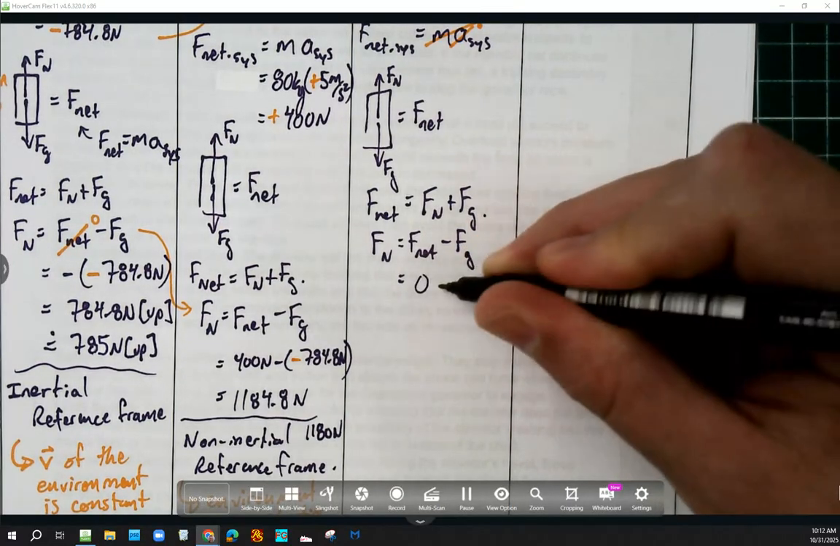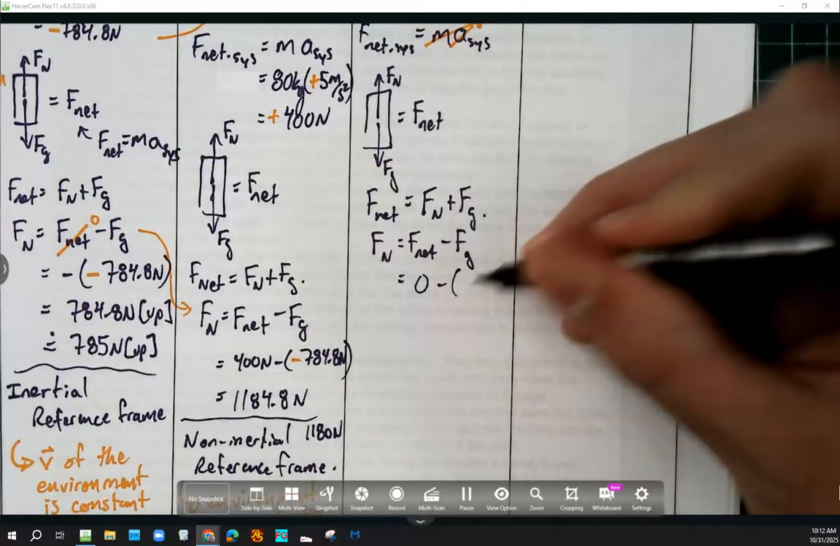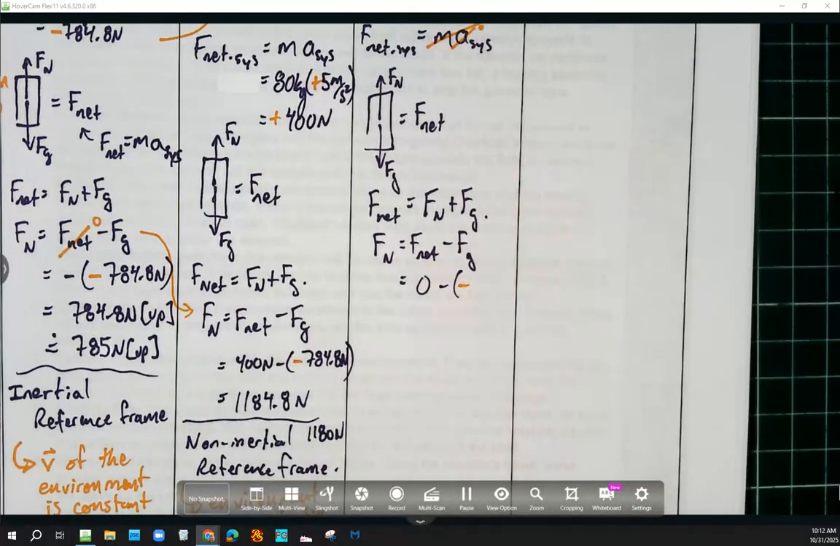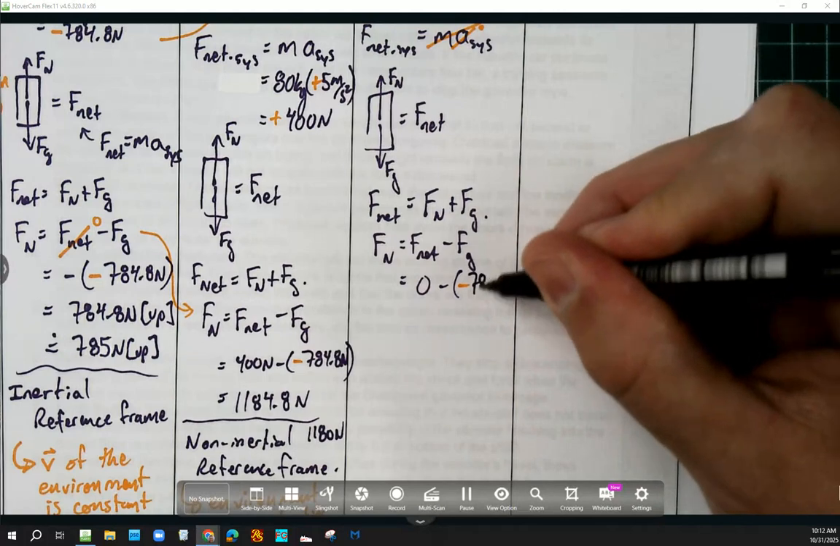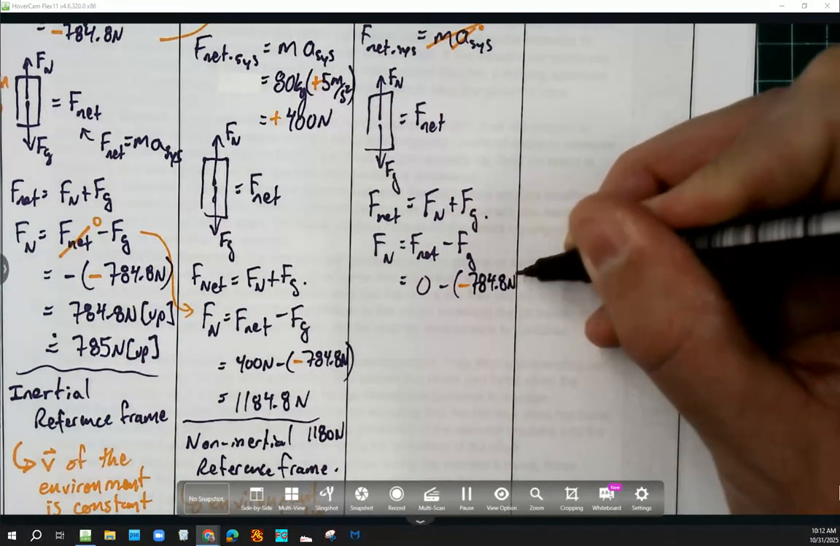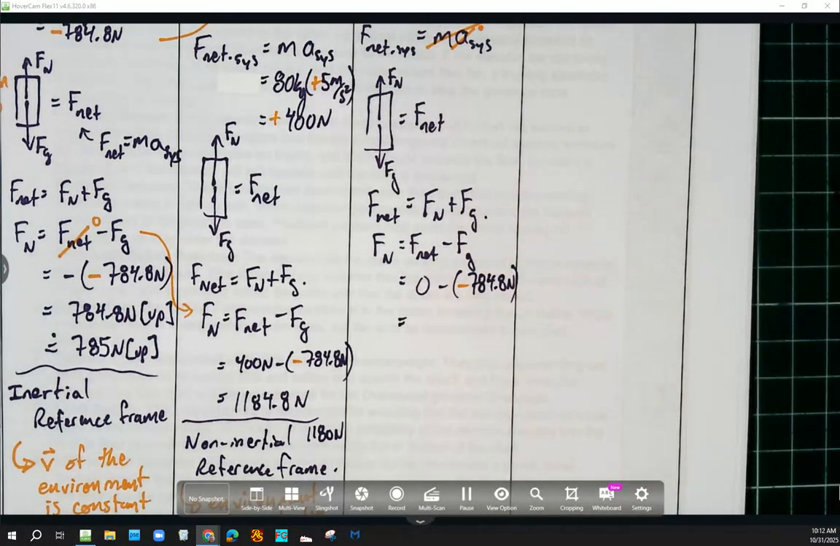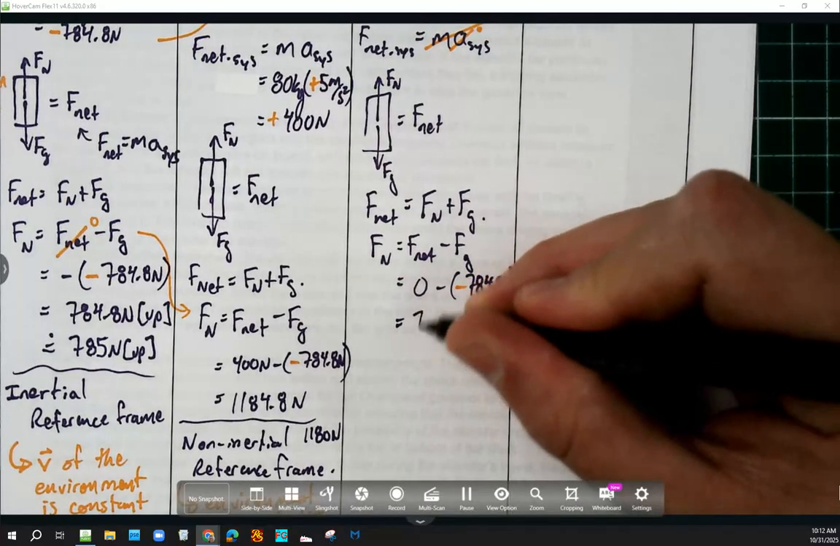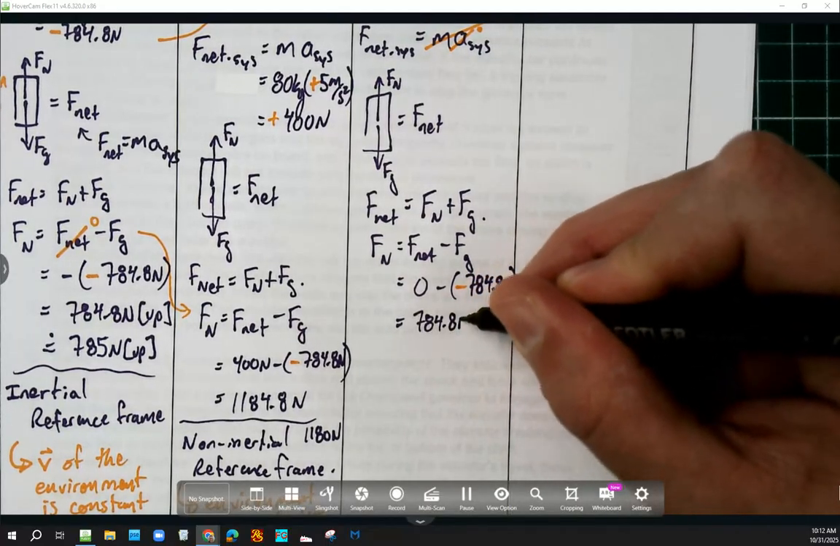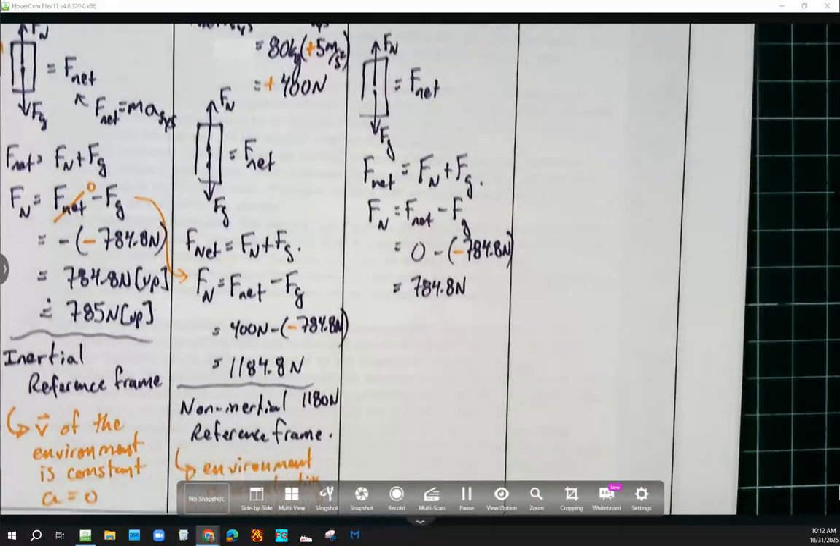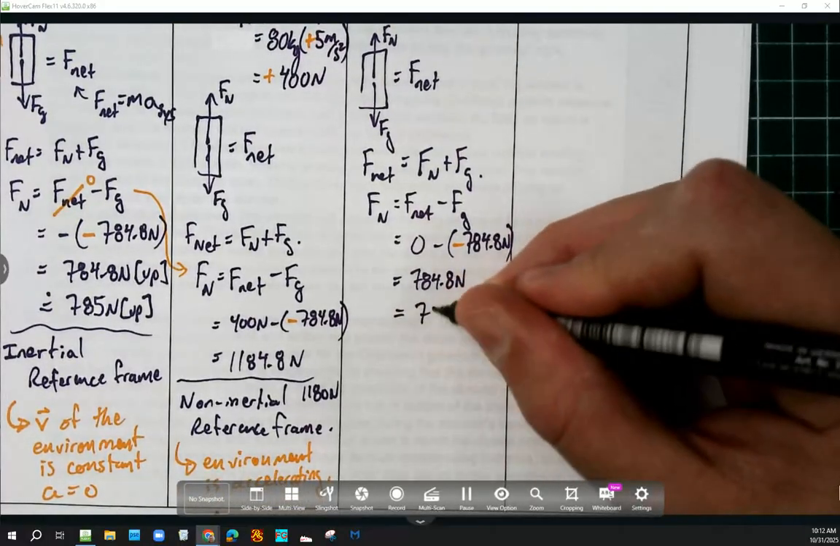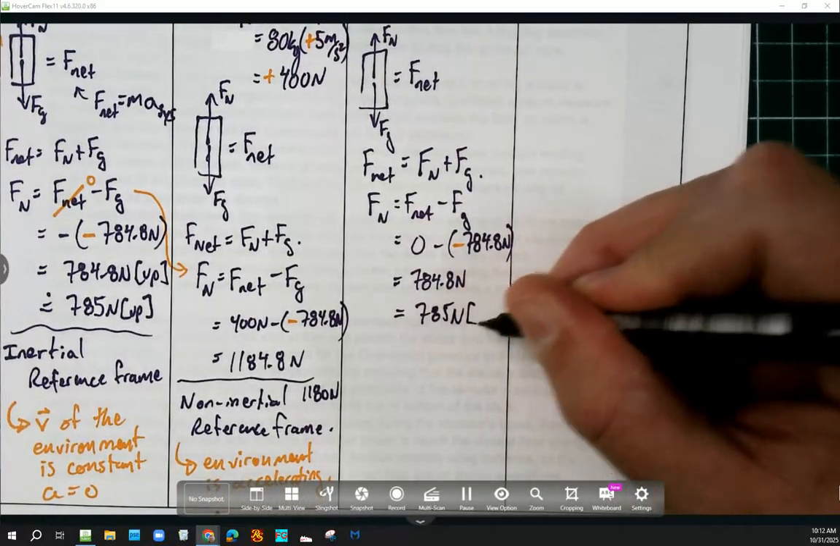Minus Fg, which is minus that negative 784.8 newtons. And I'm almost feeling like a little bit of physics deja vu here, because I'm going to get positive 784.8 newtons, rounded off to 785 newtons, up.